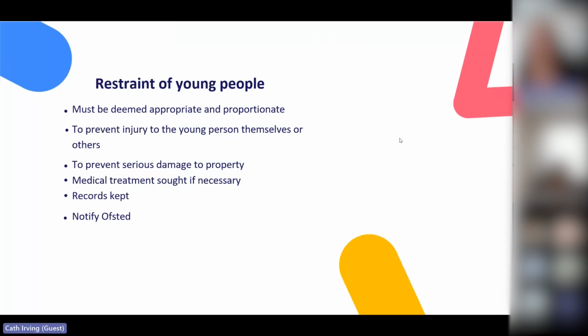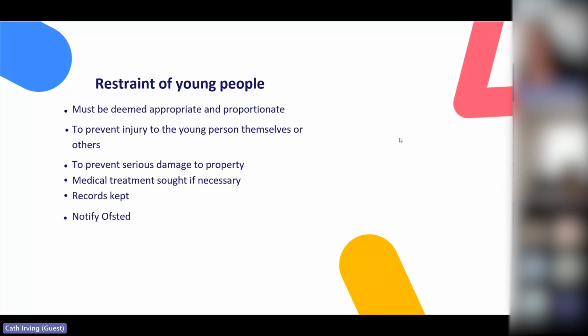So restraint is something that is included within the guidance, and it's something that certainly questions came up about 2 days ago when we ran this session as well. So I'm just going to go through the information I've got, and then we'll see what information I can provide to you that may be useful.